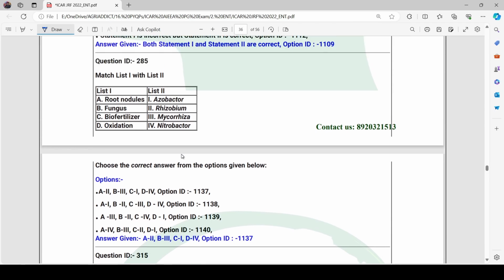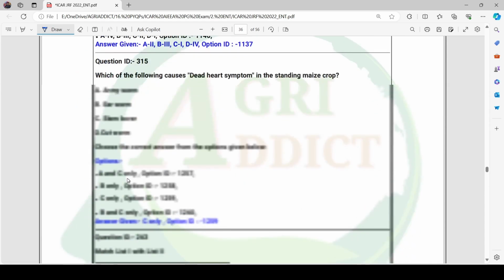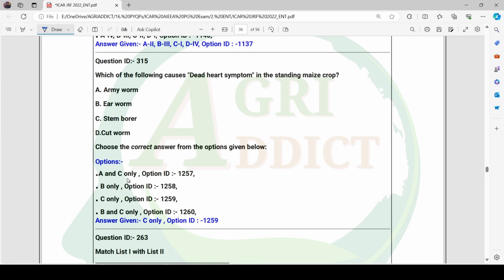Next question is another type, match the following type question. First is root nodules. So root nodules, this is Rhizobium. Then fungus, VAM or mycorrhiza. Then biofertilizer, it is Azotobacter, Aspergillus, so Azotobacter is there. And then finally oxidation is caused by Nitrobacter. So option 1 is the correct answer. Very simple general agriculture question. Which of the following causes dead heart symptom in the standing maize crop? Yes, it is caused by maize stem borer. So option C is the correct answer.